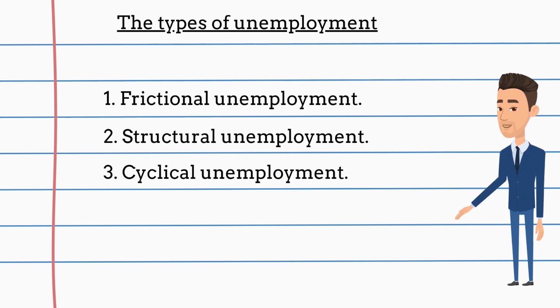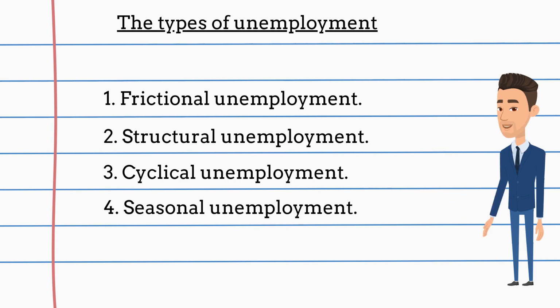Cyclical unemployment. This type of unemployment occurs due to fluctuations in the business cycle. During economic downturns, many businesses may be forced to lay off workers, resulting in higher unemployment rates. Seasonal unemployment. This type of unemployment occurs in industries that are highly seasonal, such as tourism or agriculture.